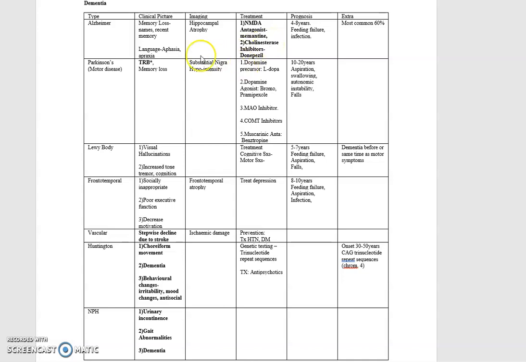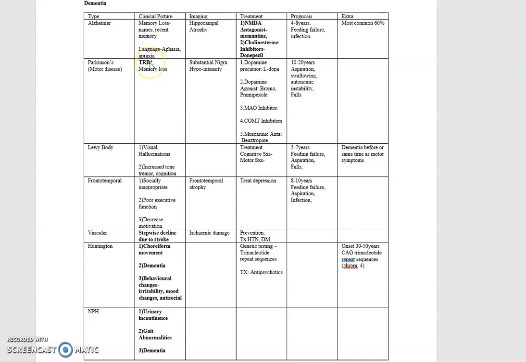So now, Parkinson's disease is another form of dementia. Parkinson's disease is associated with dementia. Essentially, if you listen to my last tutorial discussion, we know that Parkinson's disease is predominantly a motor disease, but it is also associated with memory loss. I'll put this here just to remind us.